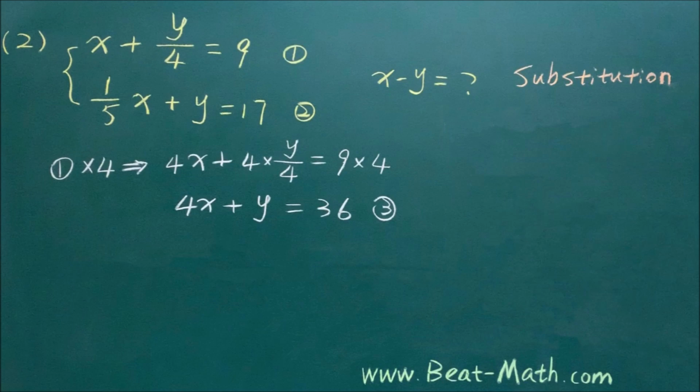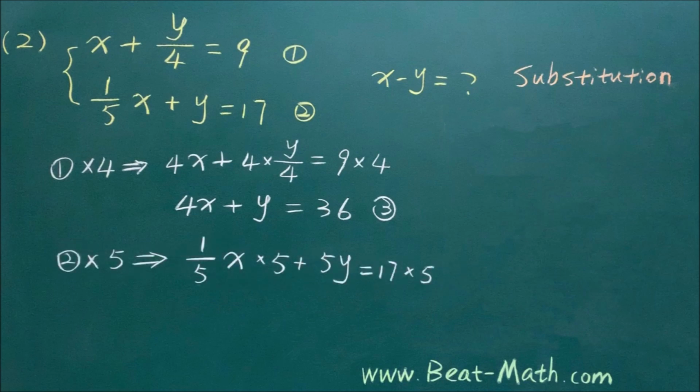For equation 2, the denominator is 5. Multiply both sides by 5. 1/5 x times 5 is x. y times 5 is 5y. 17 times 5 is 85. This is equation 4.